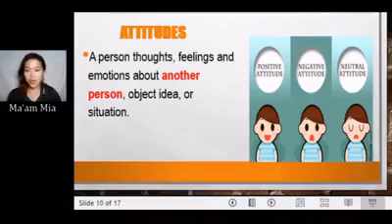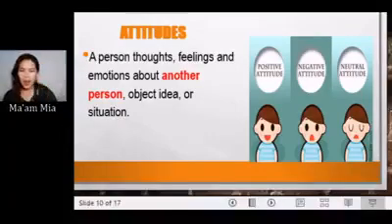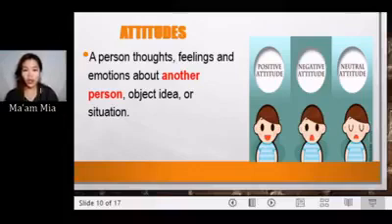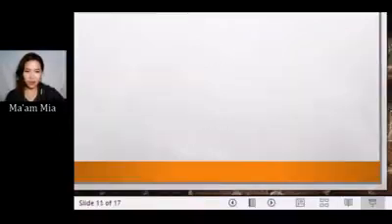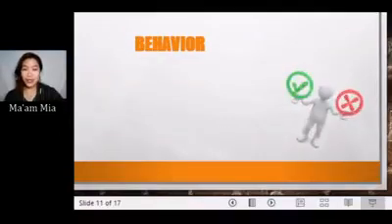nakaupo ka sa jeep, tas may katapat ka, tapos yung itsura ng katapat mo, puro hikaw, ganyan, tas may mga tattoo, ganyan. Sa isip mo, ano ba naman to? Para naman tong di gagawa ng mabuti. So, ngayon, yung nasa isip mo na yun, magre-reflect yan ngayon. Paano yan magre-reflect? Sa behavior naman yun lalabas.